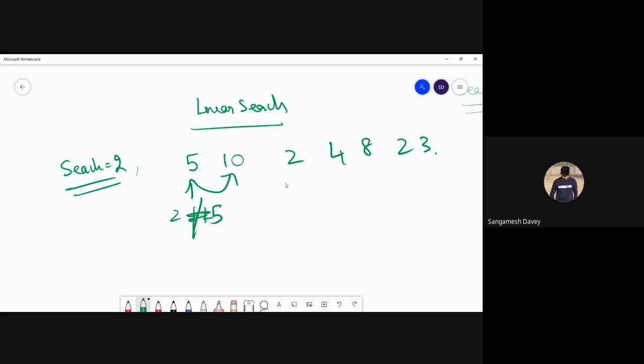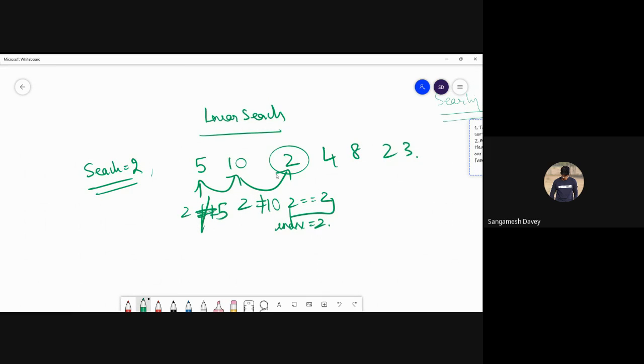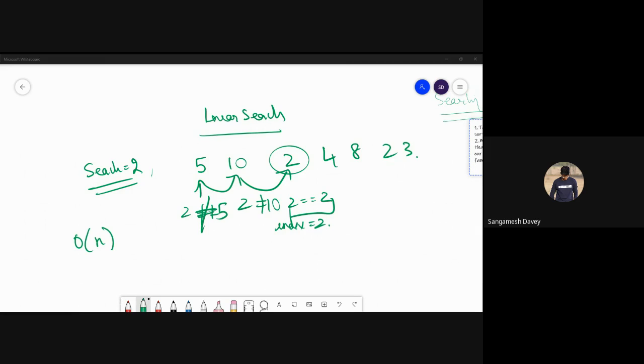So you move on. Is 2 equal to 10? No, 2 is not equal to 10. You move on. Is 2 equal to 2? Yes, 2 equals 2. And what is the index of this? The index of this, surprisingly, also happens to be 2. So you basically go one by one, compare with every element, and then you do it. The time complexity of this is obviously O of n.